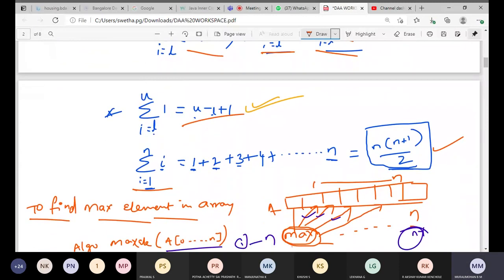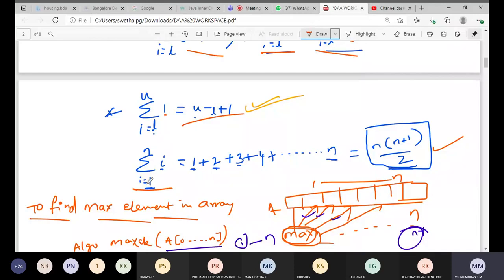Next, if we have summation i equals l to u of 1, what is this? This is the basic operation, the number of times the basic operation is executed. Here we take the upper limit minus the lower limit plus 1, that is u minus l plus 1, right?